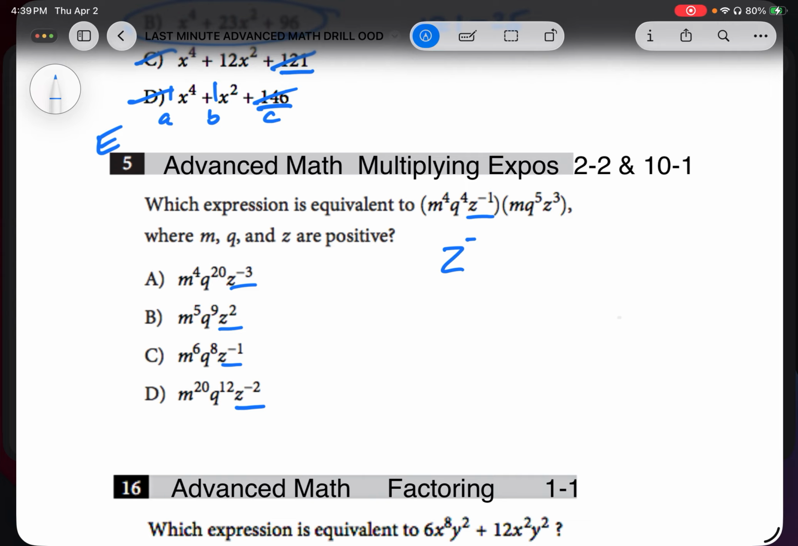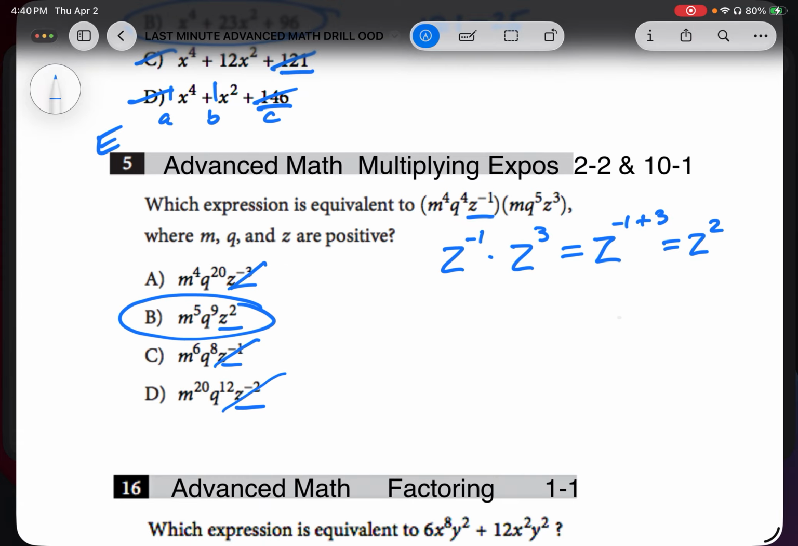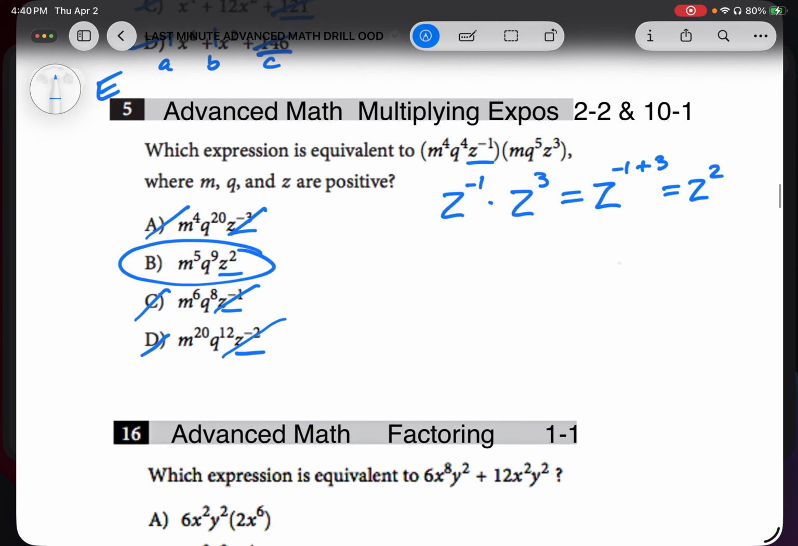What is z to the negative 1 times z to the positive 3? Remember, what do we do with the exponents? We're multiplying with like bases. We're going to add them together. So what is negative 1 plus 3? That's going to equal z to the 2nd, which is B as in boy. That's not z to the negative 2. That's not z to the negative 3. So 3 answers are dead in the water.